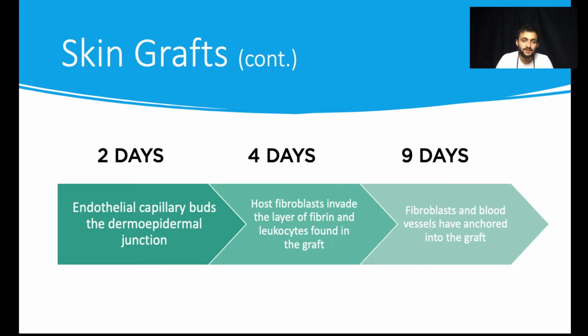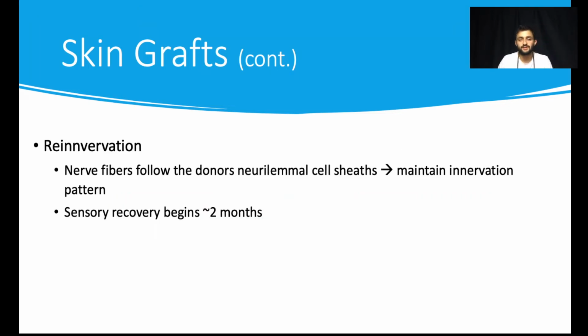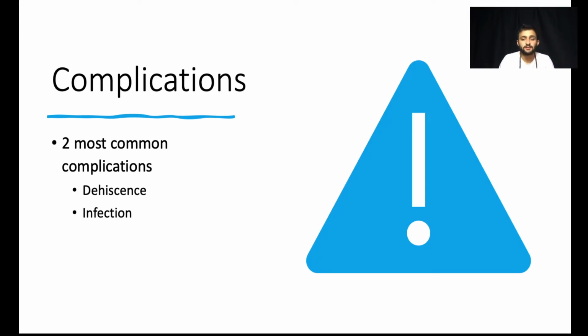Now at 9 days, we start to see that fibroblasts and blood vessels have anchored into the graft, so there's significantly more stability. When it comes to reinnervation, the nerve fibers typically follow the donor's neurolemmal cell sheaths, and they maintain the same innervation pattern. Sensory recovery usually begins within 2 months, but it is not usually as good as the original skin. The 2 most common complications here are, of course, wound dehiscence and infection.